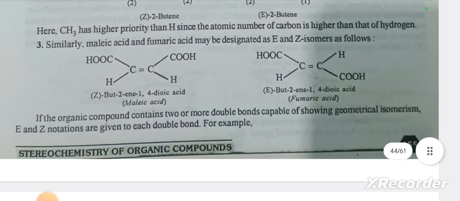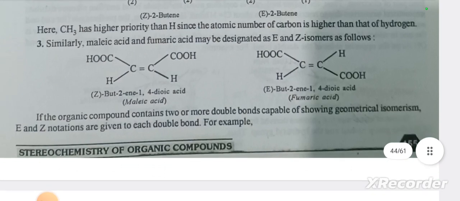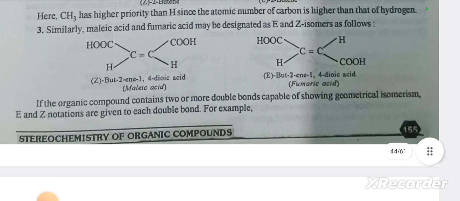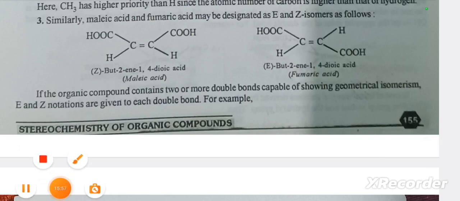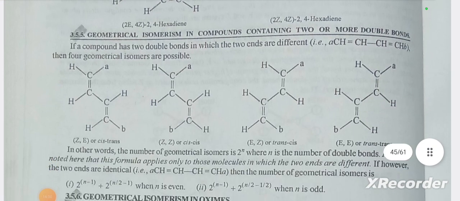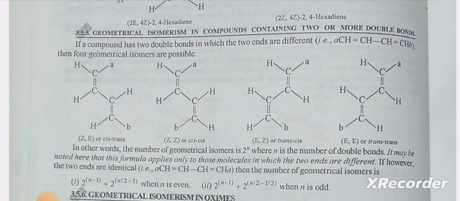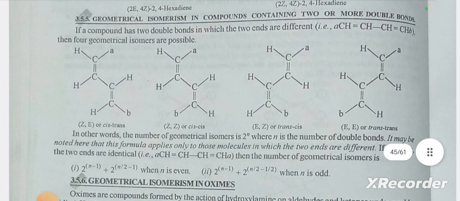Similarly, maleic acid and fumaric acid may be designated as Z and E isomers. If organic compounds contain two or more double bonds capable of showing geometrical isomerism, E and Z notations are given to each double bond. Geometrical isomerism in compounds containing two or more double bonds: if a compound has two double bonds in which the two ends are different, then 4 geometrical isomers are possible.